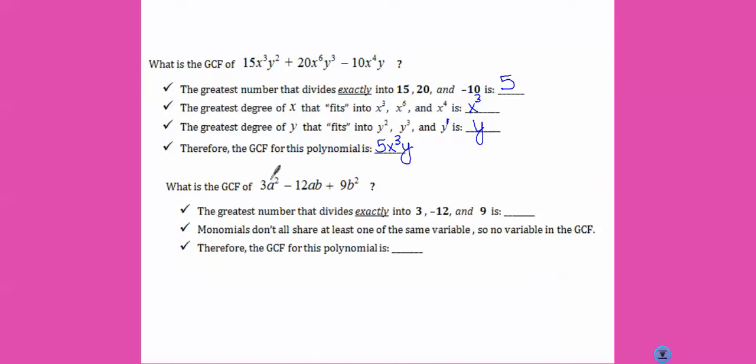What is the GCF of 3a squared minus 12ab plus 9b squared? The greatest number that divides evenly into 3, negative 12, and 9 would be 3. Since none of them share the exact same variable, the first two have a, the second two have b, there's no letter that's in all 3 terms, there's no variable in the GCF, so our GCF is just 3.